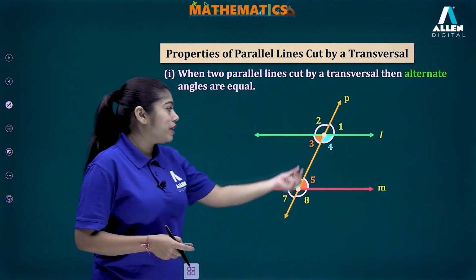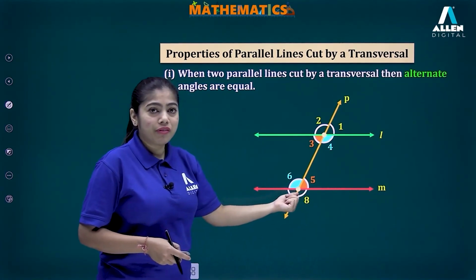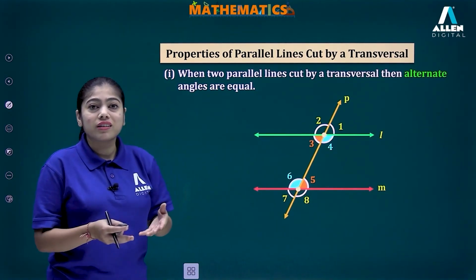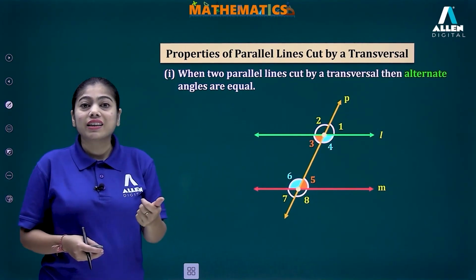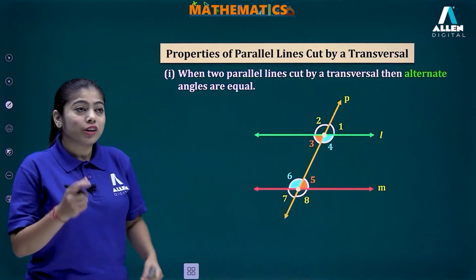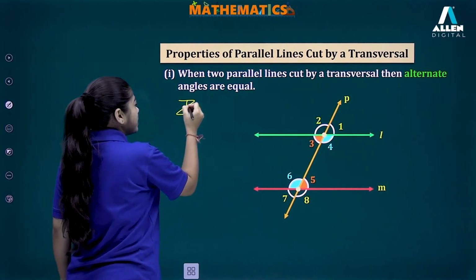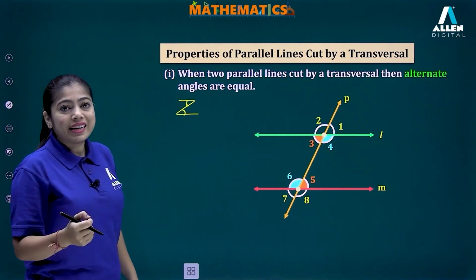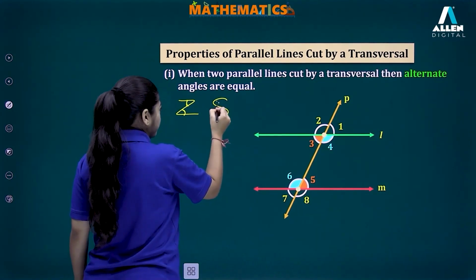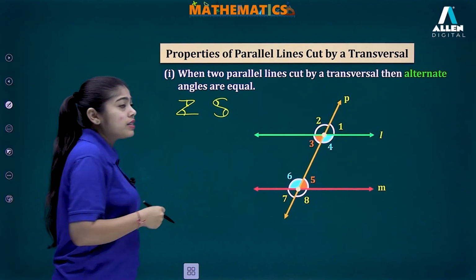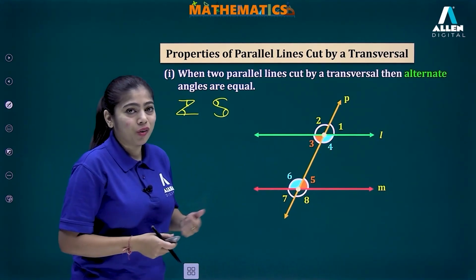Let us take another pair. If we take angle number 3, angle number 3 will be paired with angle number 5. And 3 and 5 are alternate angles. So one more trick is there for identifying whether the angles are forming alternate angles or not. You can see over here a Z formation. When there is a Z formation between two angles, then yes, we say that they are alternate angles. Also, you can see S formation. So this is a trick to check whether the angles are alternate or not.